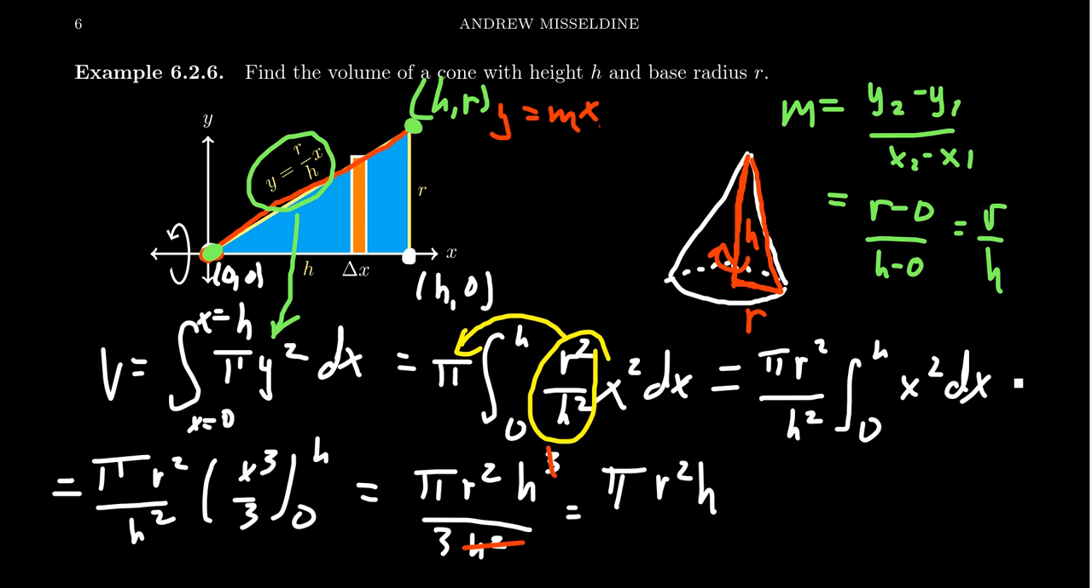If I were to tweak this a little bit, we get 1/3 pi r squared h, the usual volume formula for a cone. And so this can be derived using the disk method, or for more general solids, you might want to use the washer method. This technique of calculating volumes can be extremely useful not just for establishing the standard volume formulas of solids we've seen in previous geometry courses, but also for many irregular solids as well.